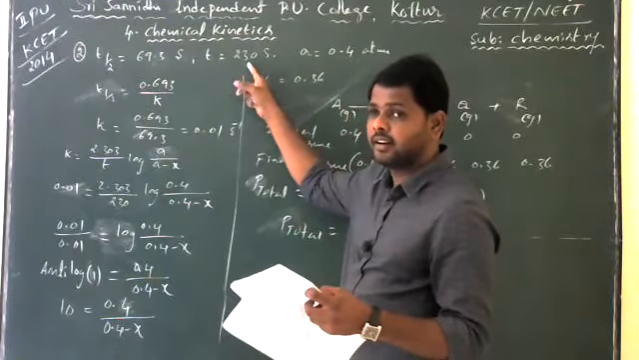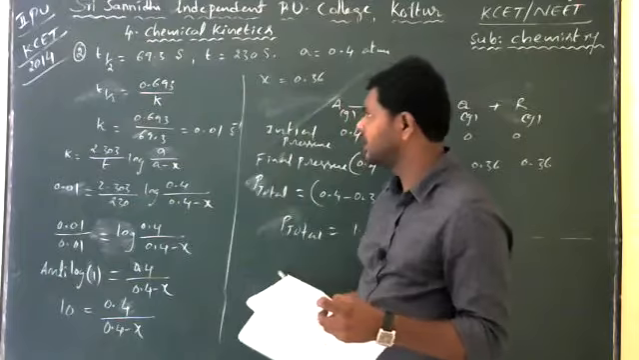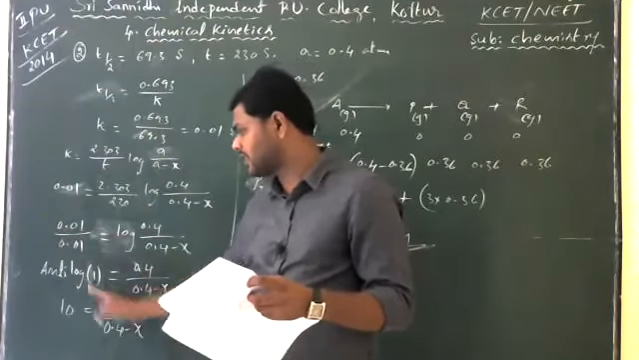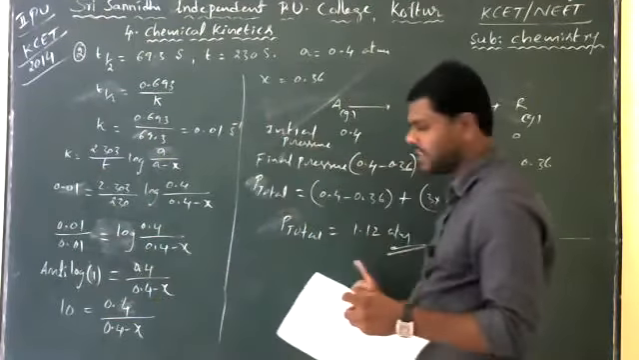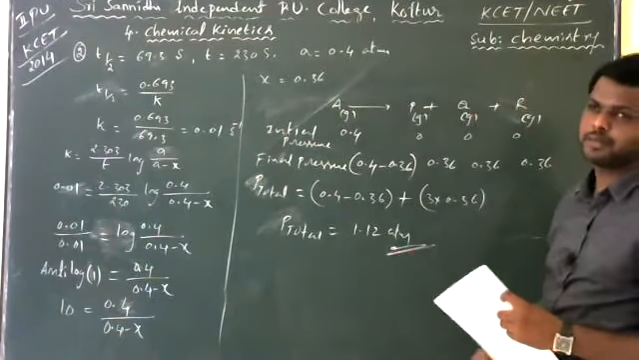After 230 seconds we have to find the total pressure. For that, first find K, use the K value to find X, and then find the total pressure. So P total is 1.12 atmospheres, which is right.